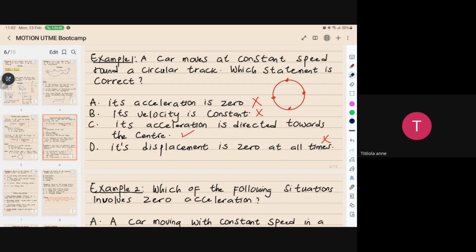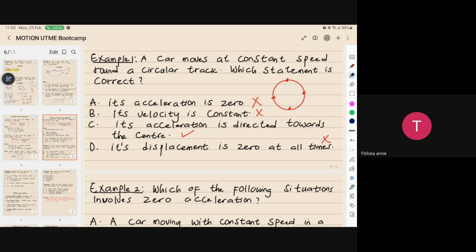All right, so let me explain again. You have a circle right here, right? And they said that a car moves at constant speed round a circular track. So which statement is correct? For the fact that it's moving around a circular track, if you're moving around a circle, is your position not changing? Titola, another person said no. Is your position not changing? Give me a thumbs up. If you're moving around a circle, your position is changing. Yes, it's changing as you're moving around a circle.